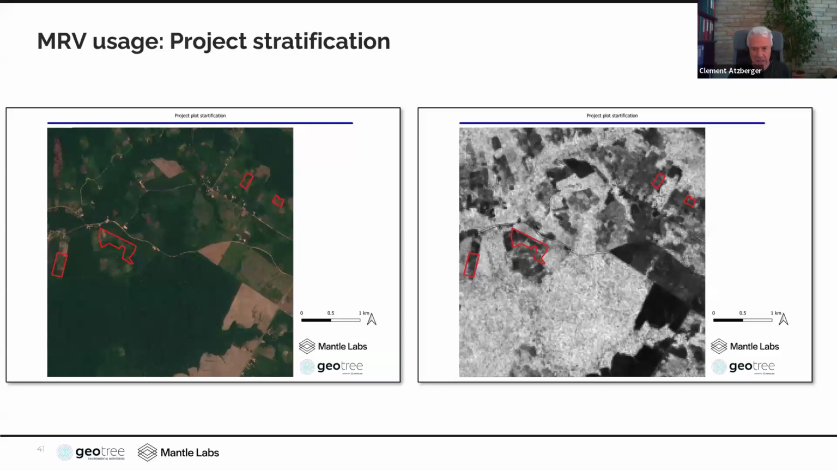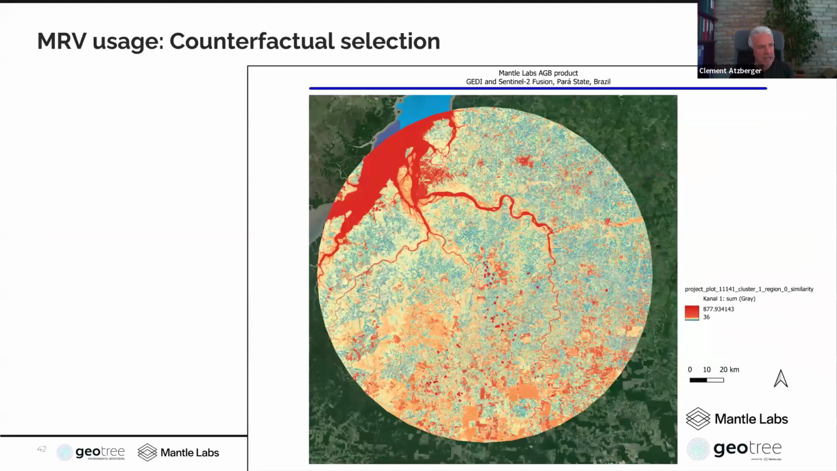We use this same AGB product to do project stratification, because when we select the counterfactuals, we have to do it by stratum. So we first stratify our projects. Typically, we generate 2 strata, let's say pasture and what we call capoeira, so some regrowth. You see it here on the left-hand side. What is black is really the pasture, with very low AGB, and in white, a higher AGB above a certain threshold. And we use the AGB also for the counterfactual selection.